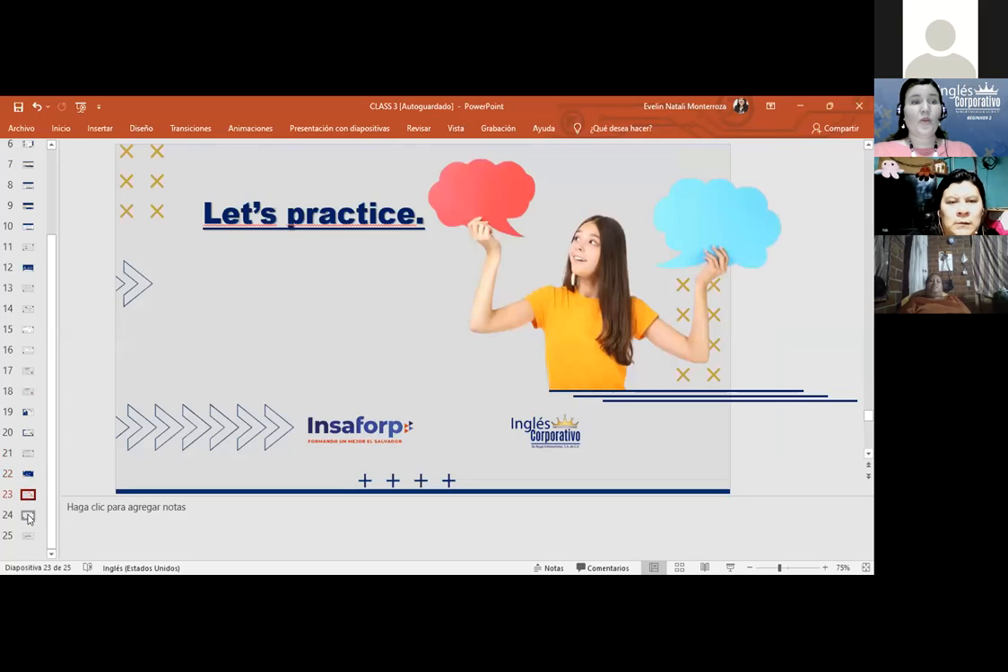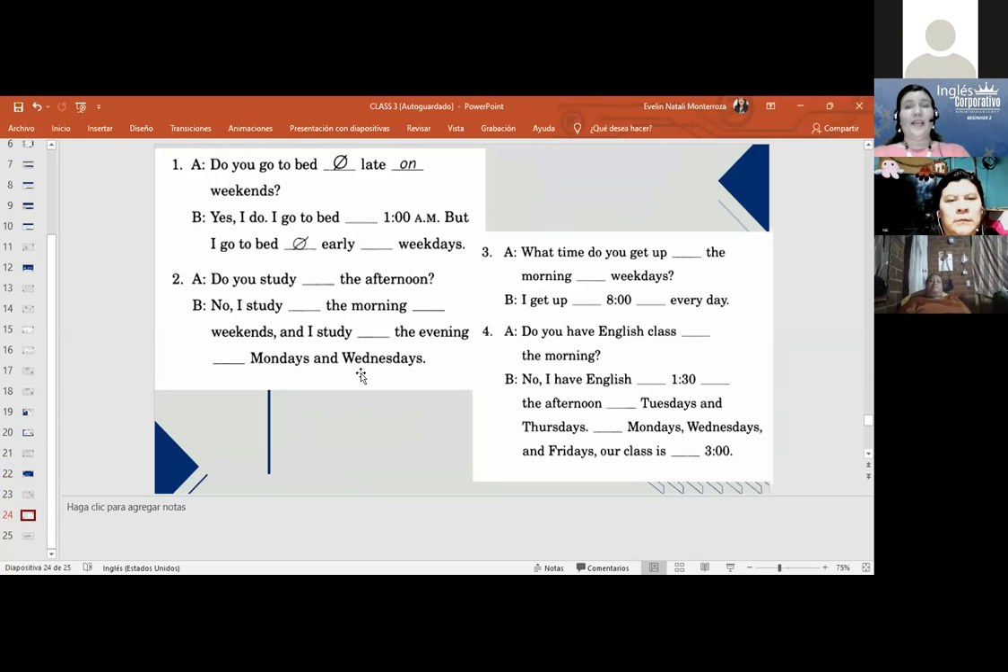And we are going to practice a little bit here. For this one, I am going to give you the chance to analyze it. We have the exercises there. We are going to use at, in, or on, and if it's not needed, we put nothing. I'll leave it open for whoever wants to give me an answer.